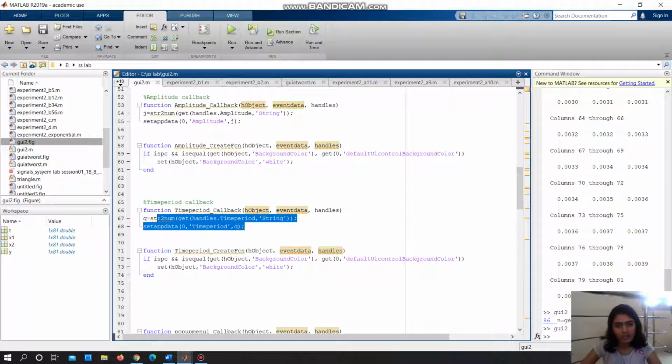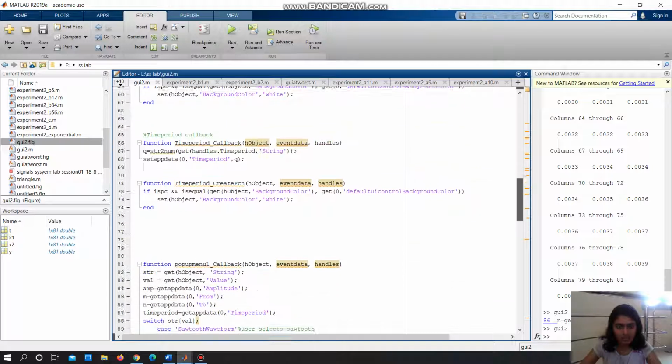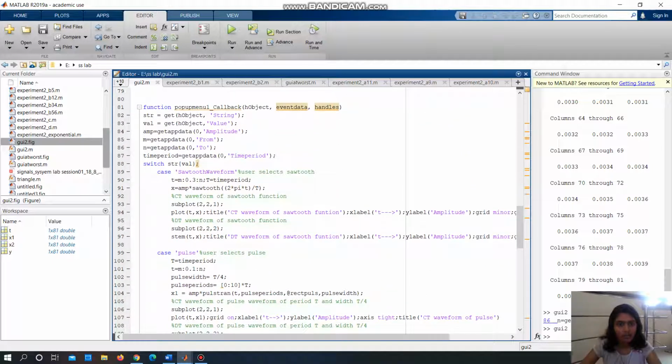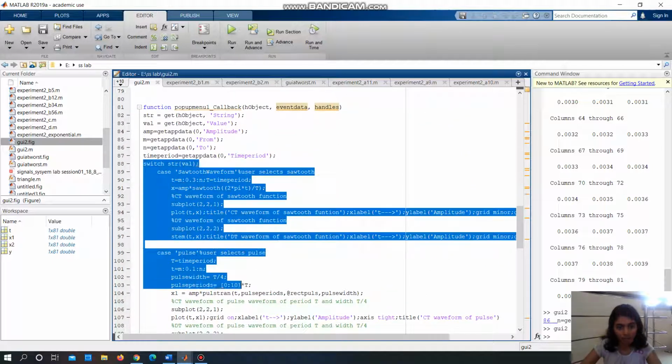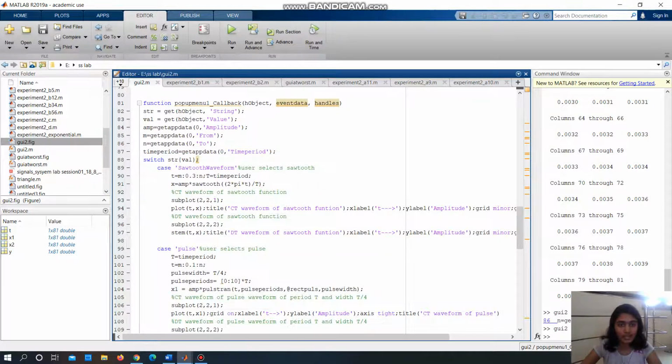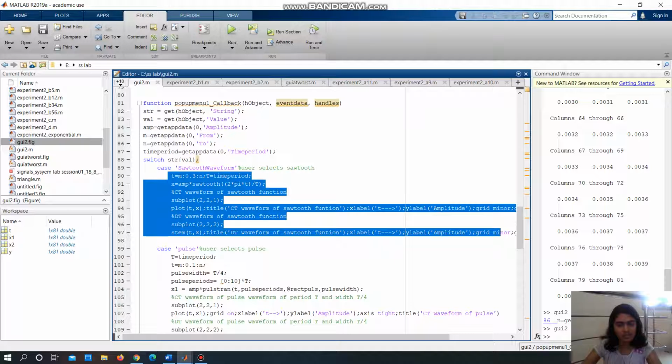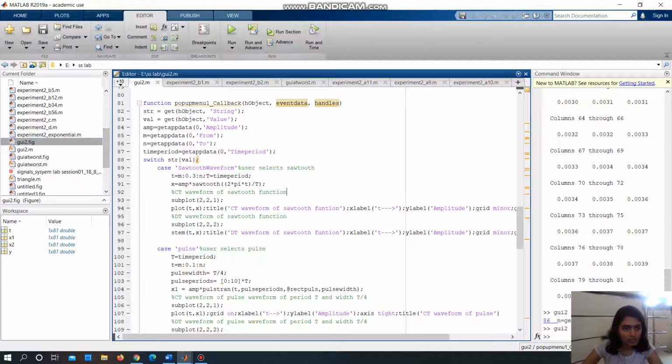I have used statements to get access of the input that is given and converted it into integers, and then I have passed this data in different functions by using setappdata and getappdata. I have used a switch case in pop-up menu callback. If the user selects a particular option, then it returns the output of this block of statements in the case statement. So this is the GUI for the second question.